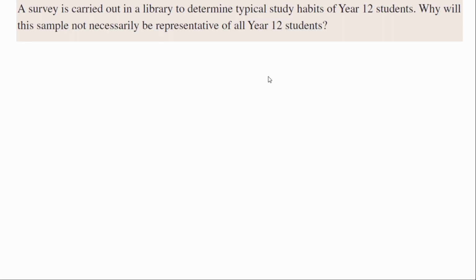All right, so for this question, I would say it's not representative of Year 12 students because firstly, not all Year 12 students use the library. Also, students that use the library may have different study habits to those that don't use it. So these are just a couple of example responses you might have for this question, and of course there are plenty of other reasons you could add there as well.